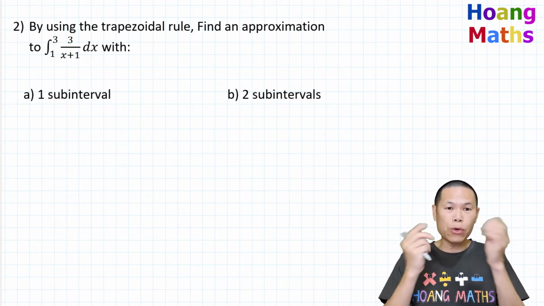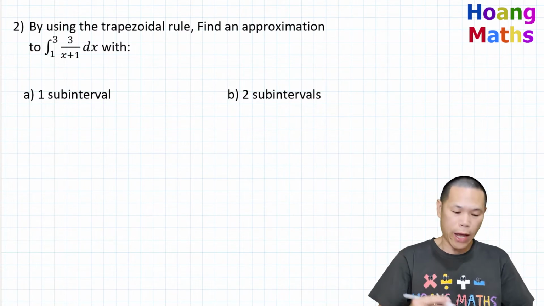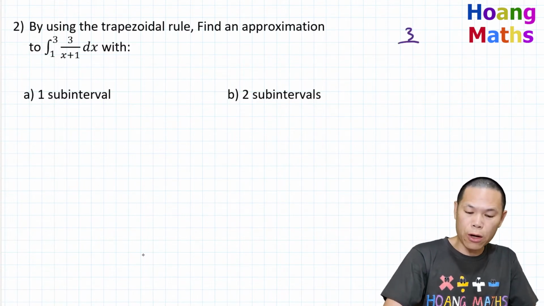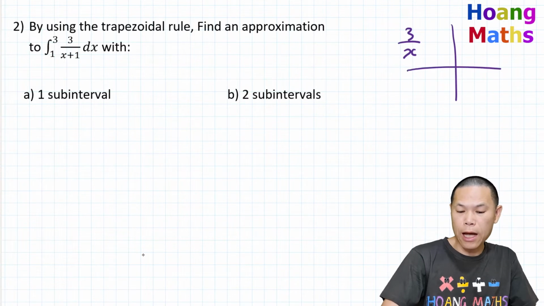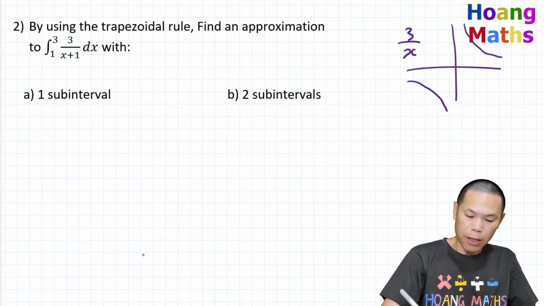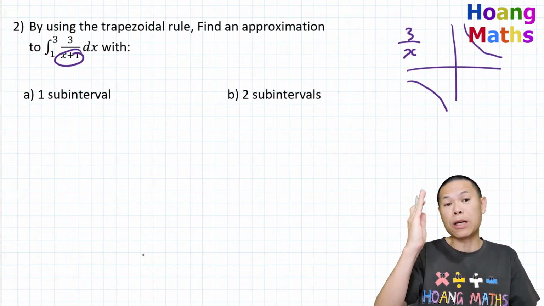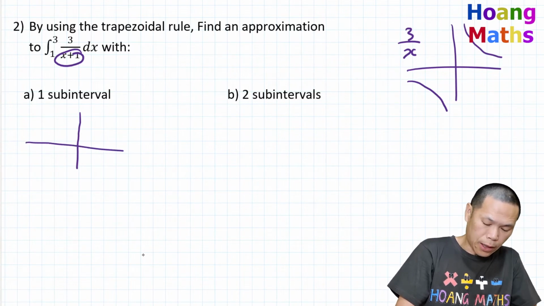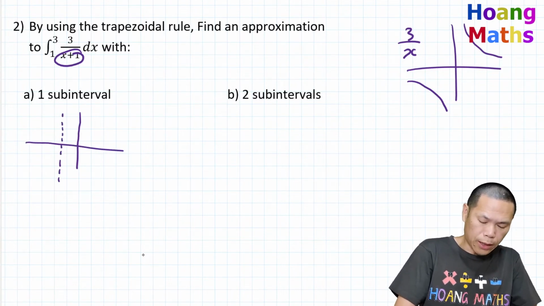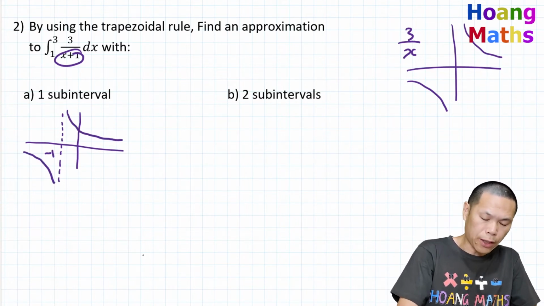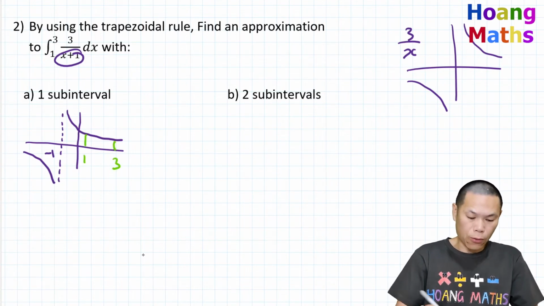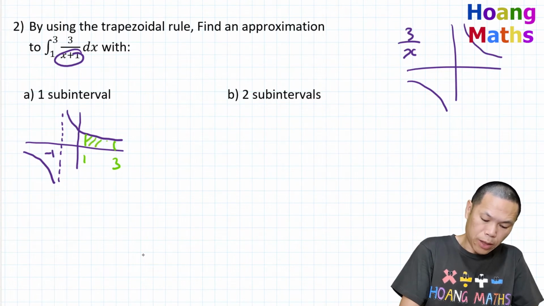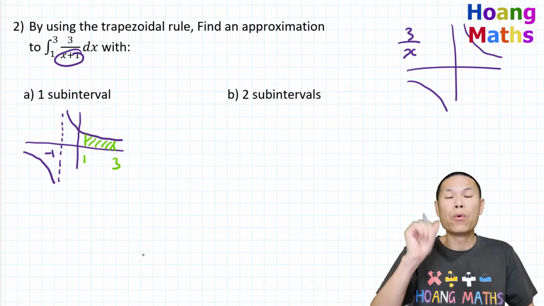So first of all, let me just do a quick sketch, okay? So you can see exactly what happened. So first of all, we know that 3 over x is a hyperbolic function. It's like this. But then because we have plus 1, that means the graph moved 1 to the left. That's all. So let me just quickly sketch it. And this is the vertical asymptote. So -1 here, your graph is just like this. And we need to find the area between 1 and 3. So there you go. We need to find the approximate area under this curve from 1 to 3.